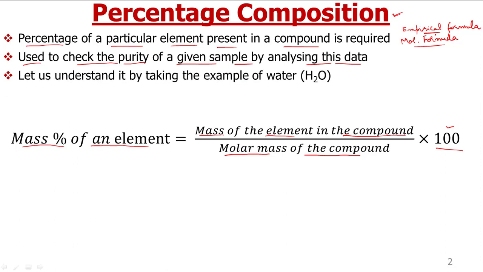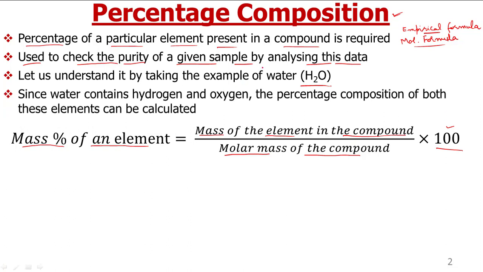So let us understand how to calculate percentage composition by taking a simple example of water. Since in water we have only two kinds of atoms, hydrogen and oxygen, we will find the percentage composition of hydrogen and oxygen by applying this formula. First of all, to find the mass percent of an element, we need the molar mass of the compound. Our compound is water.